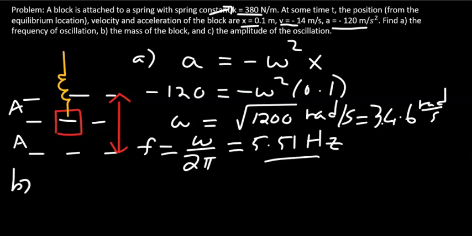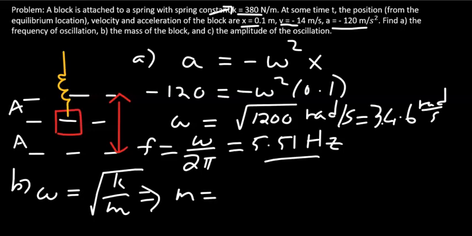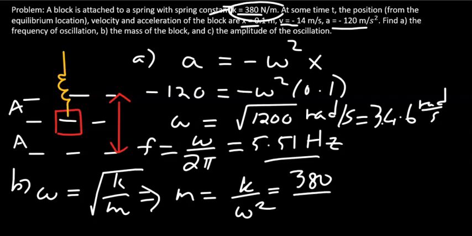Now for part B, the mass of the block. We note that the angular frequency is also connected to the spring constant and the mass of the block in the following manner: square root of k over m, where m is the mass of the block. So this would enable us to determine the mass. Mass equals k over omega squared. Since k is 380 newton per meter, that is given, and omega has been determined, 34.6 radian per second, squaring that would give you the mass in kg.